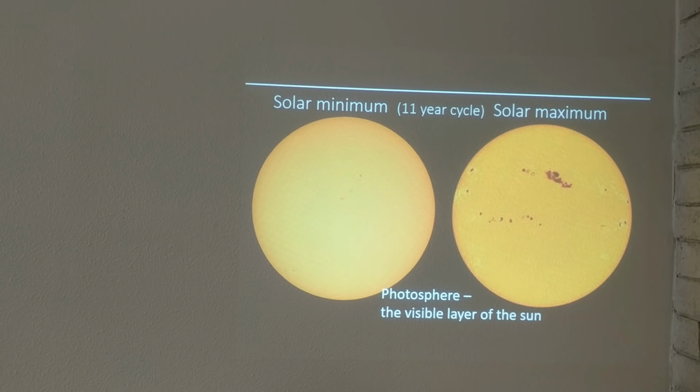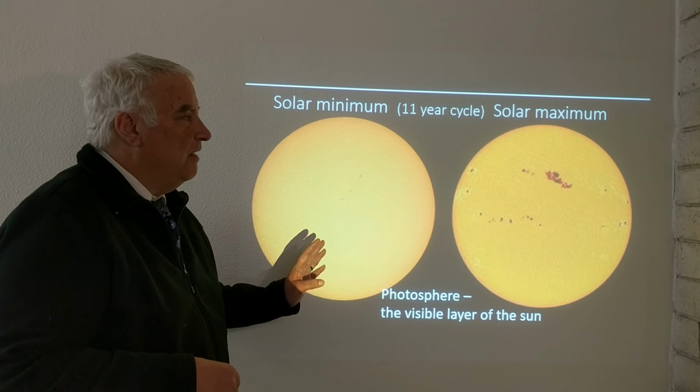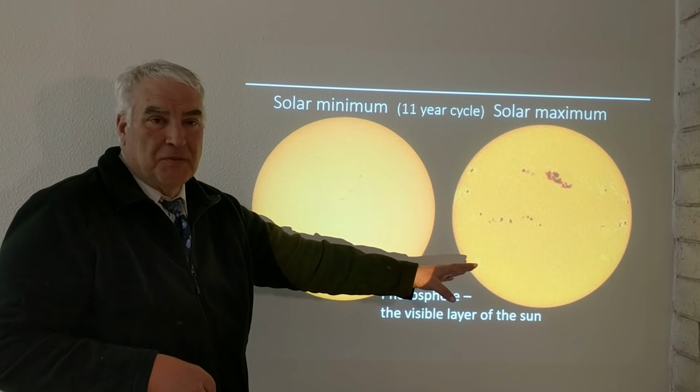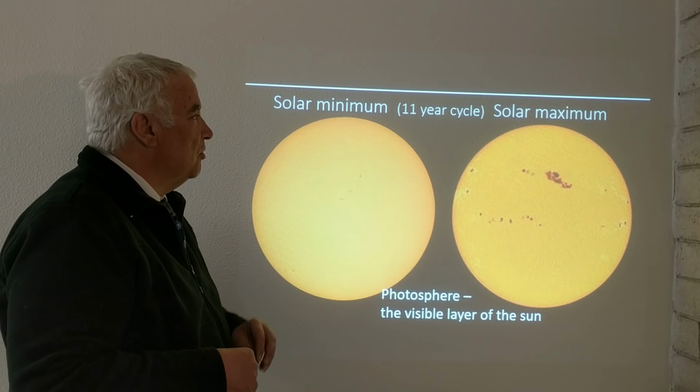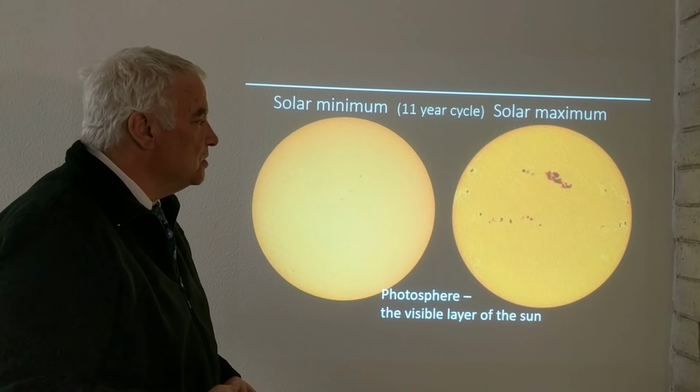Now, the sun has what we call a magnetic cycle, and it's 22 years long, except that it is broken into two parts that are 11 years each. So the sun begins at, say, solar minimum, becomes solar maximum, and returns back to solar minimum every 11 years. And that's the observed cycle of sunspots.